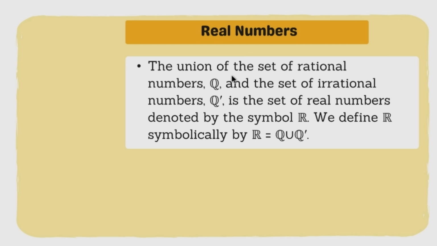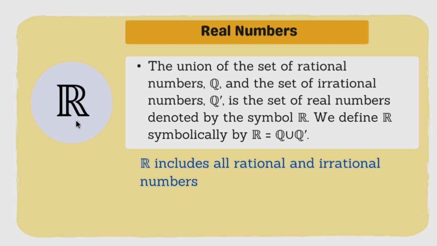Okay, and lastly, we have the real numbers. Okay, ito na po yung union of the set of rational numbers Q and the set of irrational numbers Q prime. Is the set of real numbers denoted by the symbol, ito double struck R, yung ating symbol. We define R symbolically by R is equal to Q union Q prime, or the union of rational and irrational numbers. R includes all rational and irrational numbers.